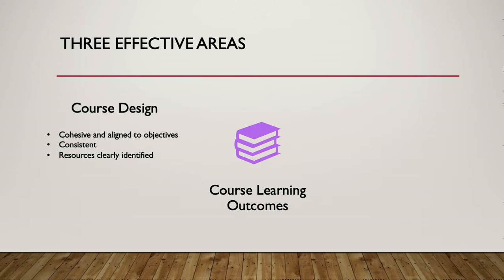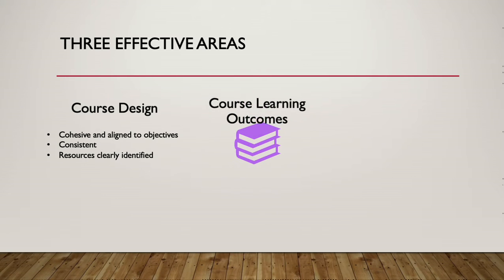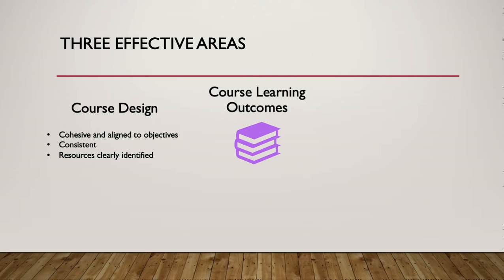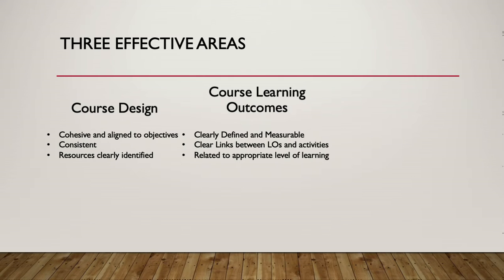Another area was course learning outcomes. The course learning outcomes were clearly defined and measurable. There are clear links between learning objectives and outcomes with activities and assessments. Course learning outcomes are related to the appropriate level of learning.